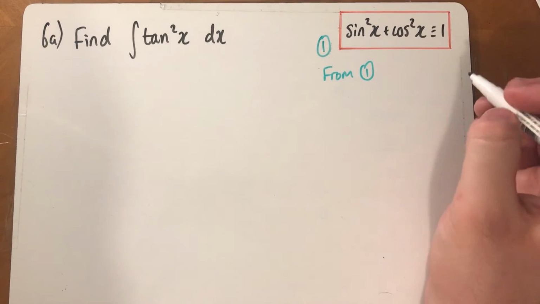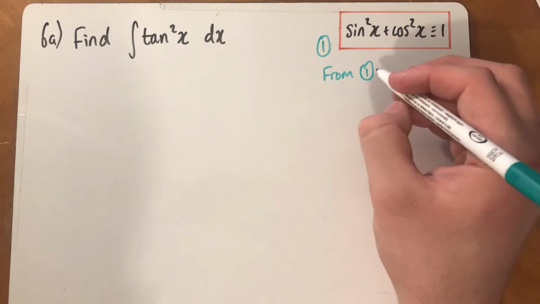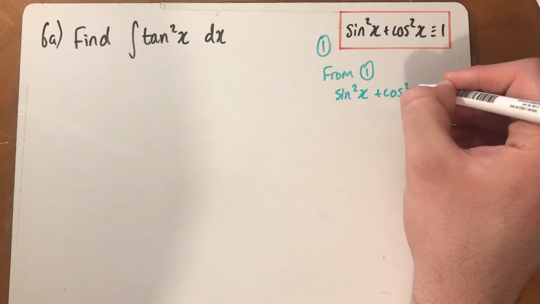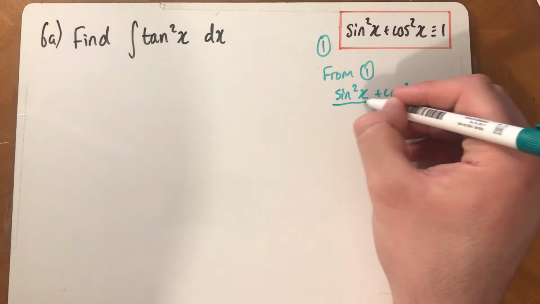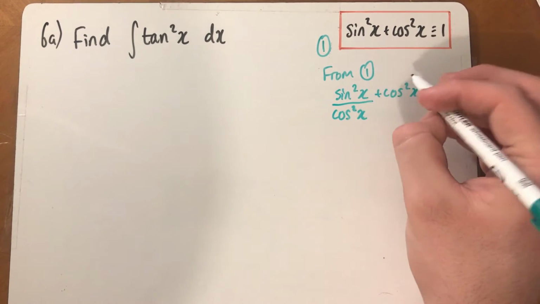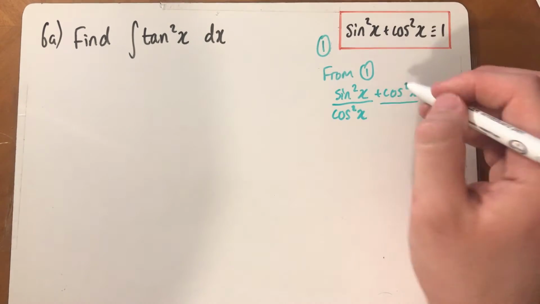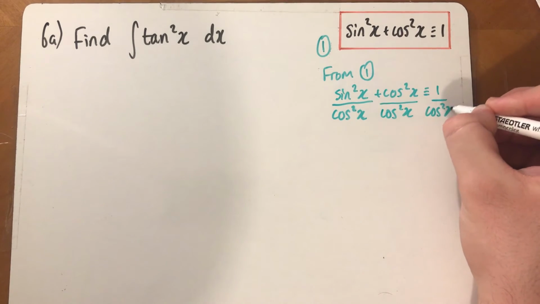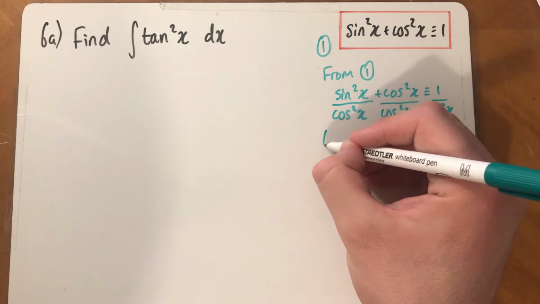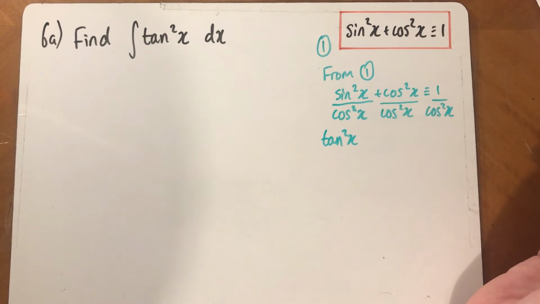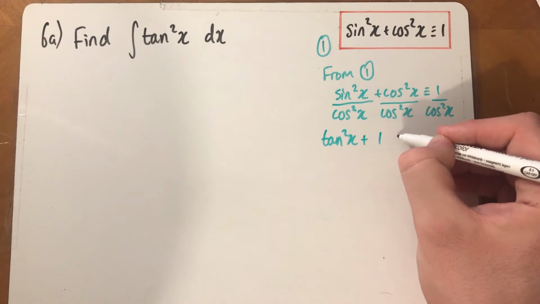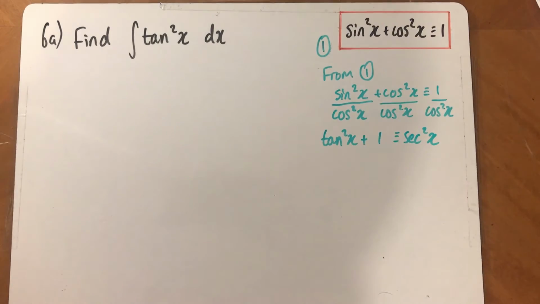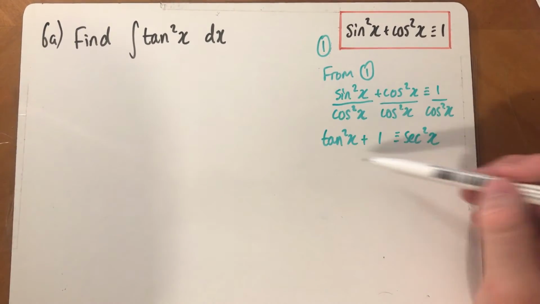from 1, if we divide everything in this identity by cos squared x, what we can do is derive another trig identity which we can use to reduce this down to one of our standard integrals. Okay, so sine squared x divided by cos squared x is in fact tan squared x. Cos squared x divided by cos squared x is 1, and 1 divided by cos squared x is sec squared x. Okay, so we've derived one of our other standard trig identities.